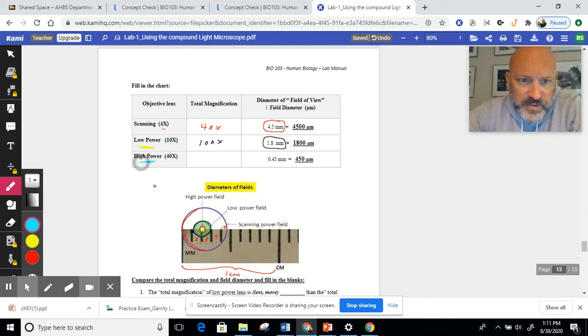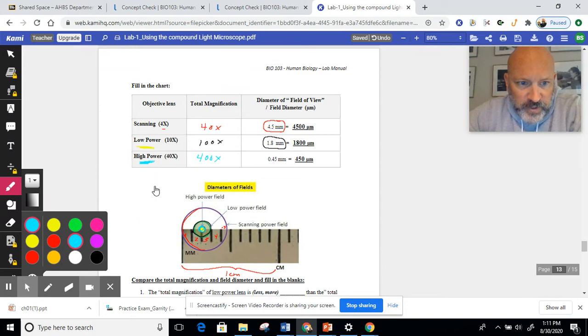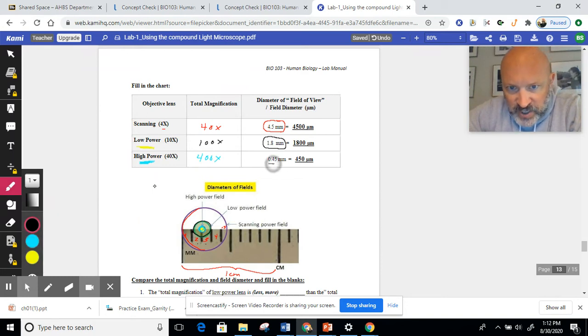And then when you go to high power, when you turn the rotating nosepiece to the high power lens, this lens has a magnifying power of 40x, but when combined with the eyepiece, that becomes 400x. You can see that's illustrated by this circle here. And you can't even see an entire millimeter. In fact, it's not even half of a millimeter. It's actually 0.45 millimeters. So the distance across in millimeters is 0.45, just short of 0.5, which is half of a millimeter.